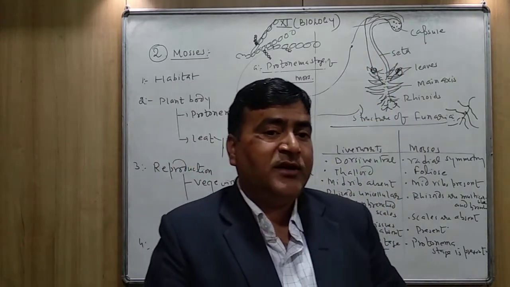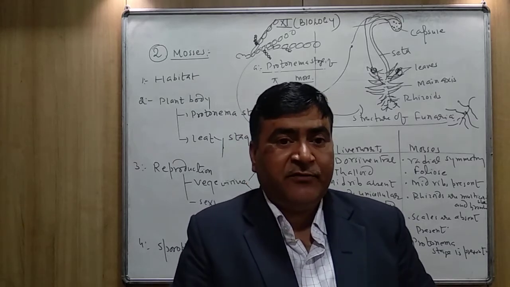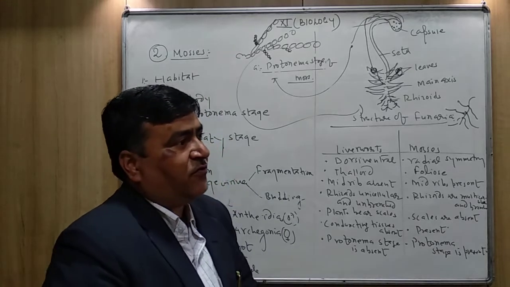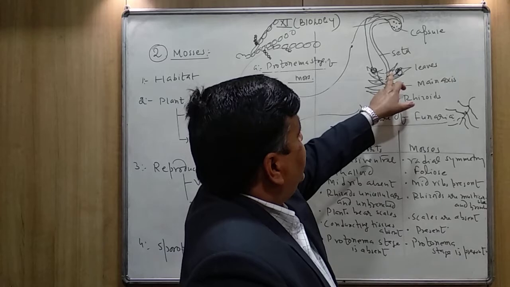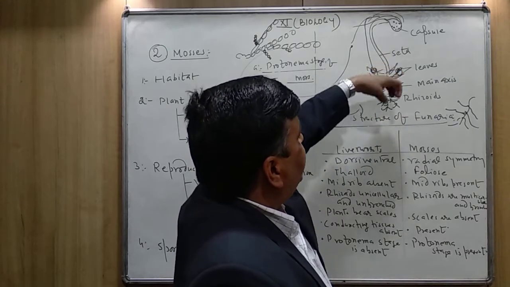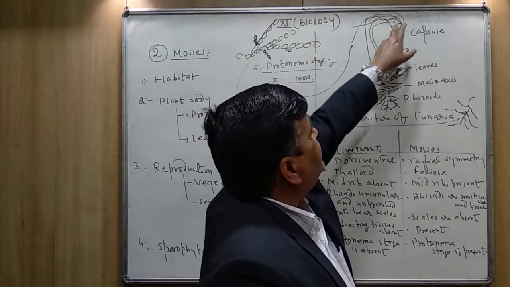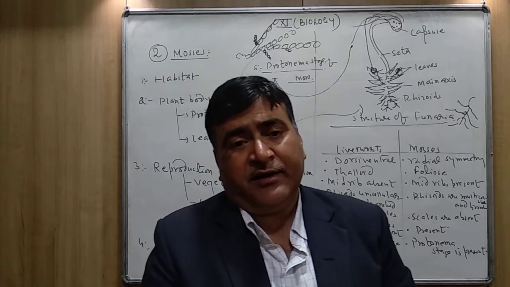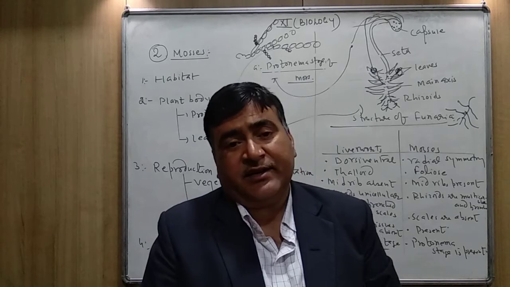And here also, the sporophyte is differentiated into the foot, seta and capsule. In the moss plant, foot is not well developed like liverwort. It is underdeveloped. So this is the foot, it absorbs food from the gametophytic plant. Then the seta, and this one is the capsule. So all the cells of the sporophyte are diploid in nature.